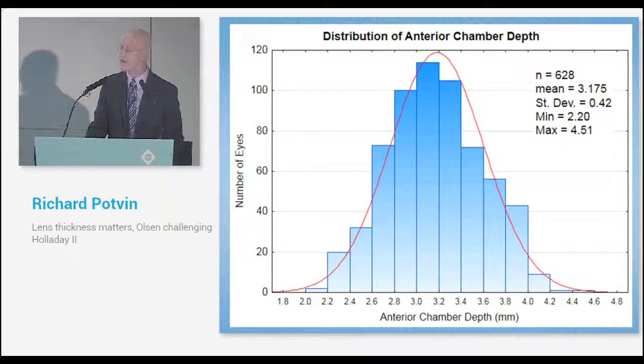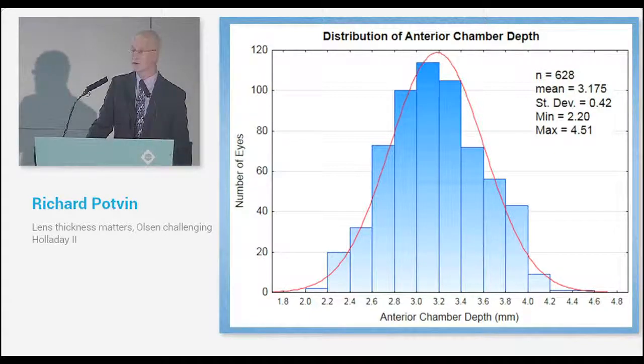Okay, we have a mean value of about 3 diopters and a standard deviation of 0.5. So the maximum anterior chamber depth is almost twice or just over twice the minimum anterior chamber depth. Okay, so there's a fair bit of variability in that.